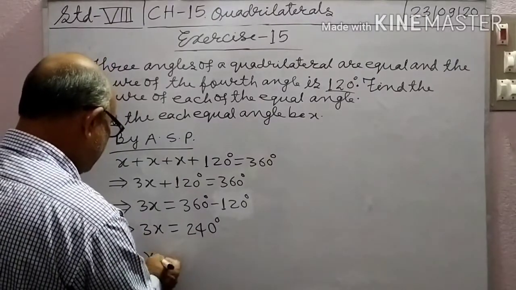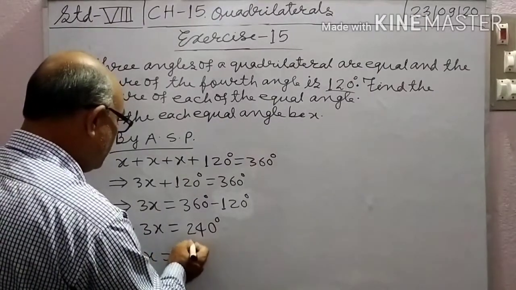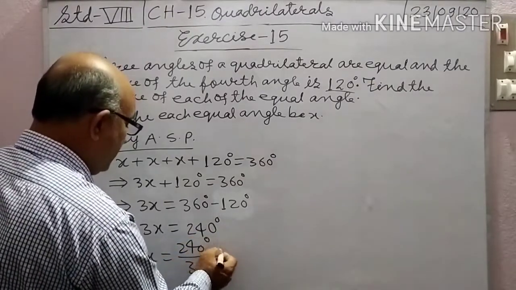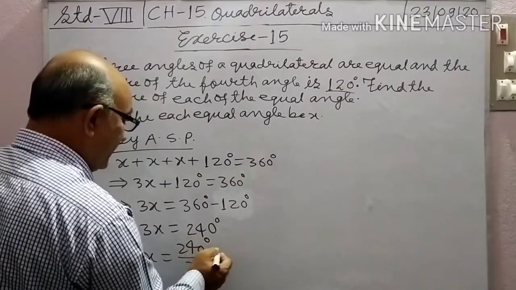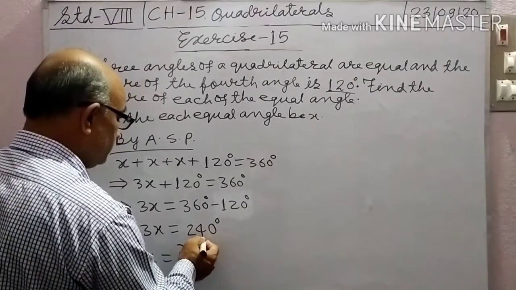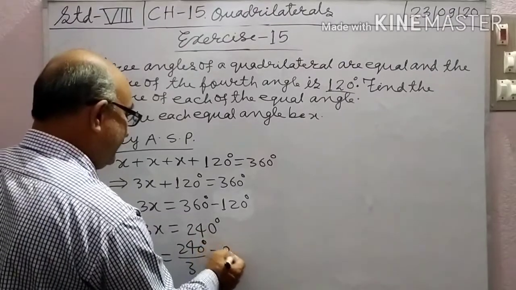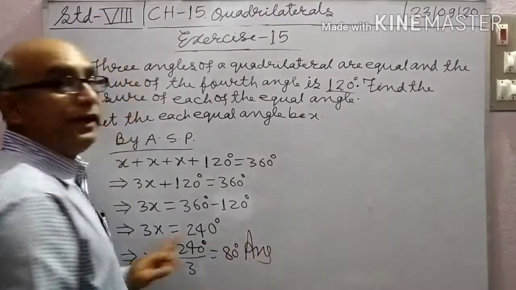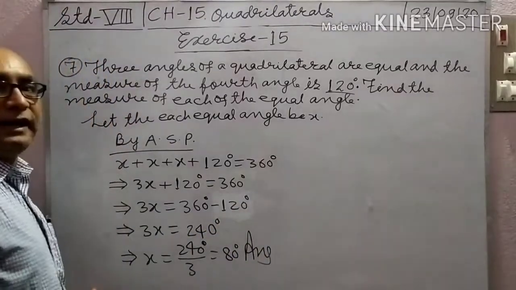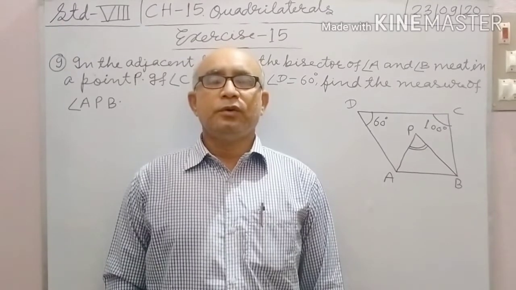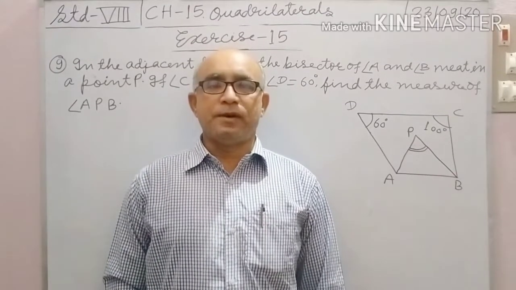That implies x equal to 240 degree by 3, 3 eights are 24. So 80 degree. Each equal angle is 80 degree. Understand and write it.